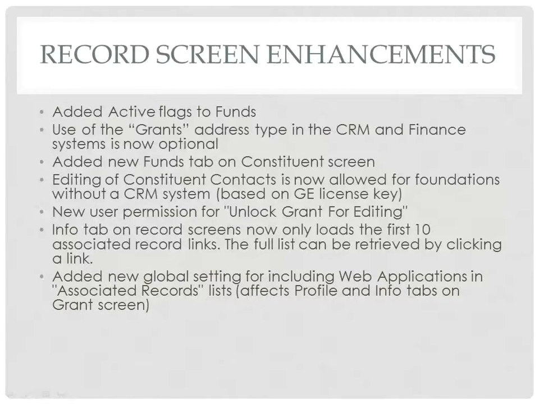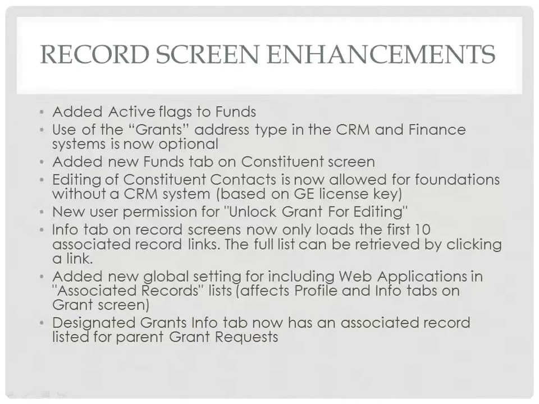With a similar problem, we have a new global setting for including web applications in these associated records lists. For some foundations who have tens, if not hundreds of thousands of web applications, opening a grant record that is linked to a proposal that is linked to a web application means that you have to pull back the profile details for the web application. And if you have a whole lot of data, then that was performing very poorly. So for those foundations who don't want to see web applications in their associated records lists, just to improve performance, they can now turn that off if they like.